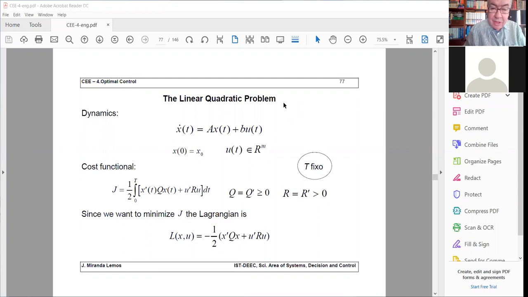So the final product of solving the linear quadratic problem, after you apply Pontryagin's principle, you will end up with a linear state feedback, such as we have already studied. The difference is that this method provides a way that, first, it will optimize the response in a certain sense.